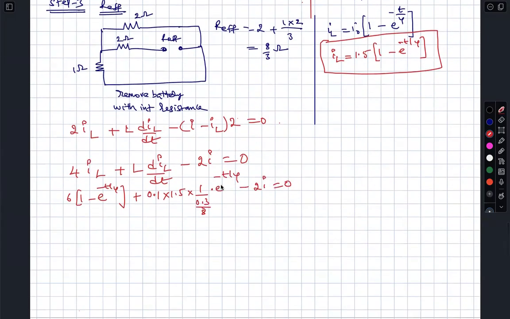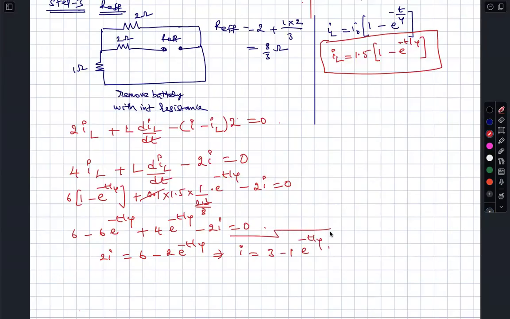Hold on, this must be done patiently. Right. 1 minute. This is 6 minus 6 times e to the power of minus t by tau plus, look carefully, this will cancel as 1 by 3, this will cancel as 1 by 2. So totally this will become 4 times e to the power of minus t by tau minus 2I is equal to 0. You know what I have done? 2I is equal to 6 minus 2 times e to the power of minus t by tau, which implies I have now given you the main current.